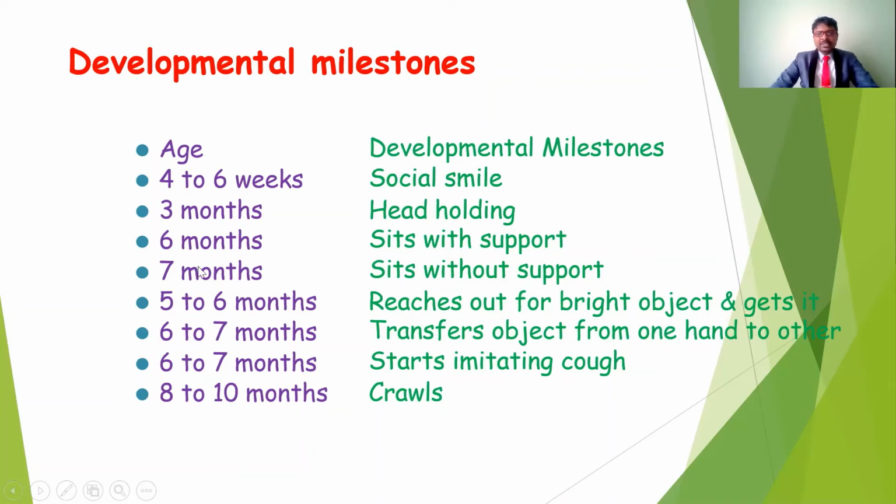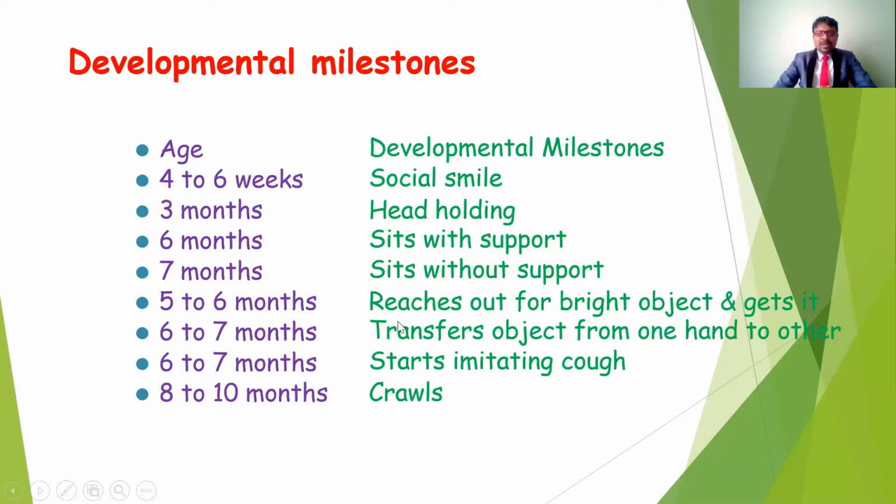Normally at the age of the 6th month, the baby can sit with support. If the delay is 1 month or 2 months, it's okay, it's considerable. But if after 1 year the baby still cannot sit or walk, that means cannot sit without support, then we have to think that the baby has delayed milestones. And at the 7th month, the baby can sit without support.